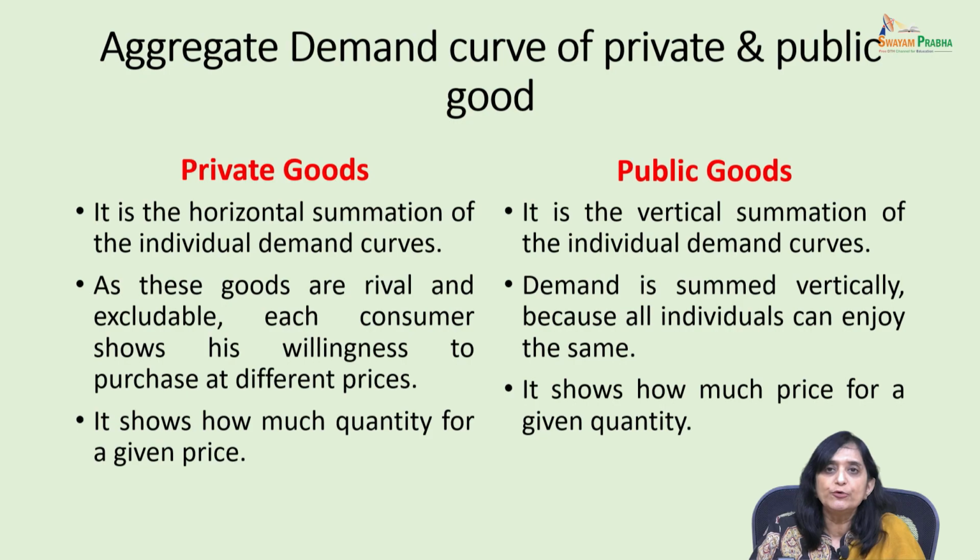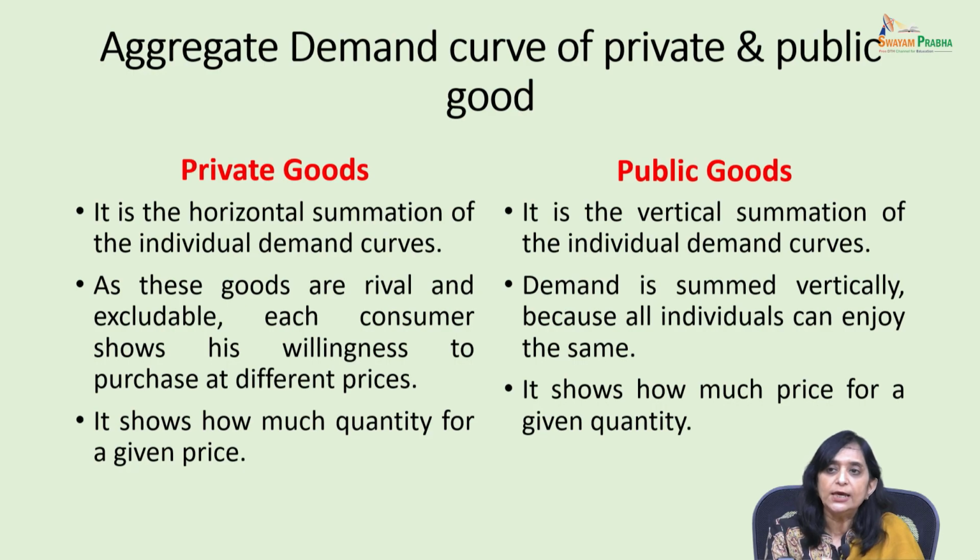Now, if we want to set a price for these goods, or if we want to understand how much of these goods should be produced, we need to understand what the demand for these goods in the market is. Whenever we talk about private goods, we know that the market demand of a private good can be taken by horizontally summing the individual demand curves. Let us say we have three consumers in the market, A, B and C.